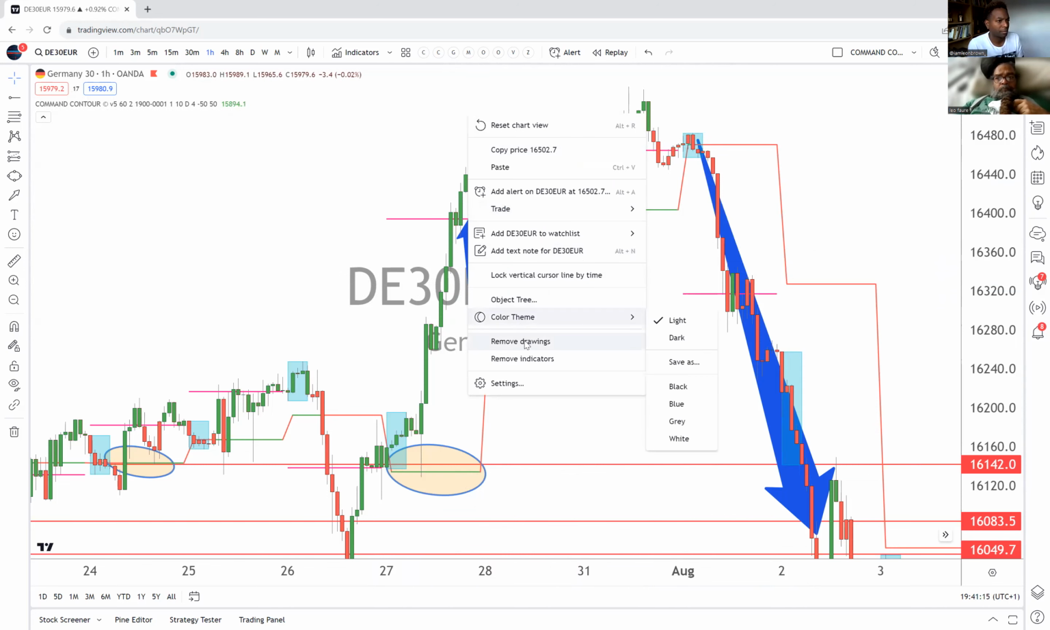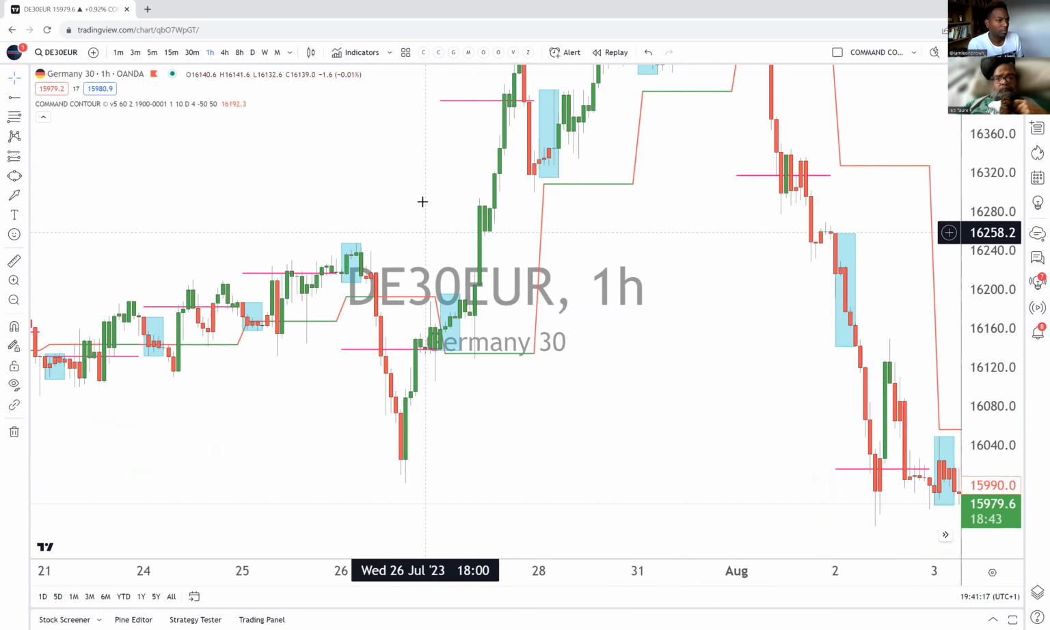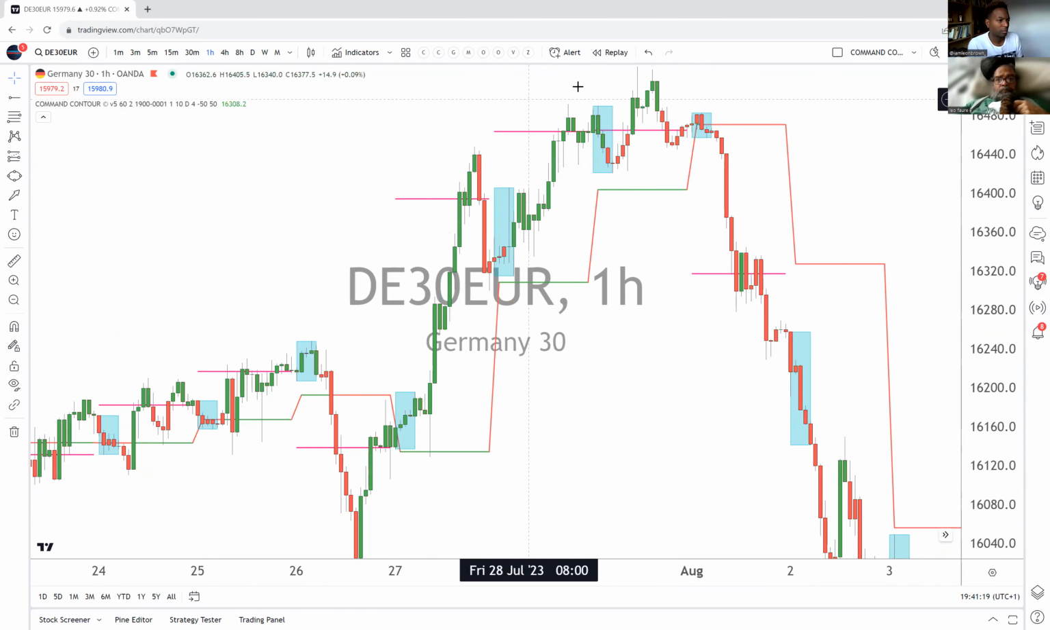So let me just clear this off as well. So it helps you with your entries. It helps you with timing and seeing the market turning around.